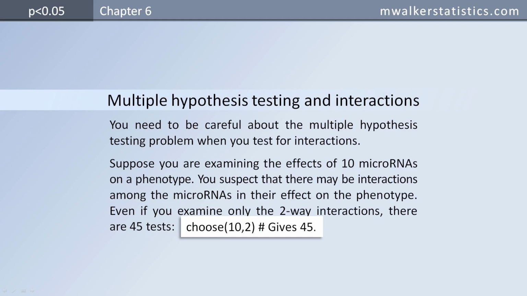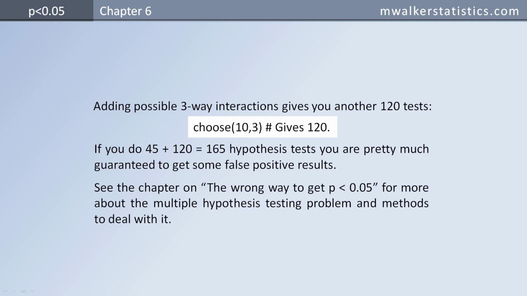Multiple hypothesis testing and interactions. You need to be careful about the multiple hypothesis testing problem when you test for interactions. Suppose you are examining the effects of 10 microRNAs on a phenotype. You suspect that there may be interactions among the microRNAs in their effect on the phenotype. Even if you examine only the two-way interactions, there are 45 tests. Adding possible three-way interactions gives you another 120 tests.